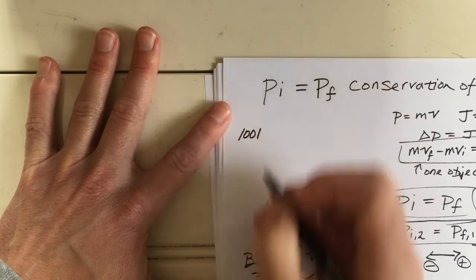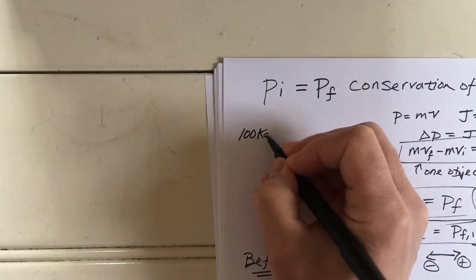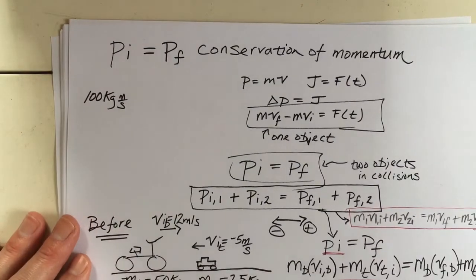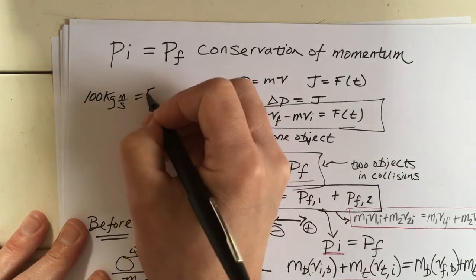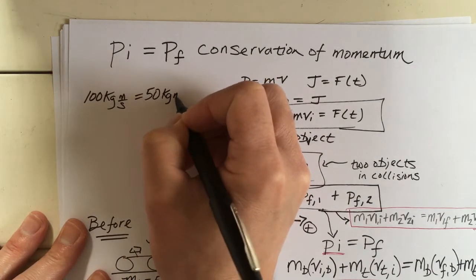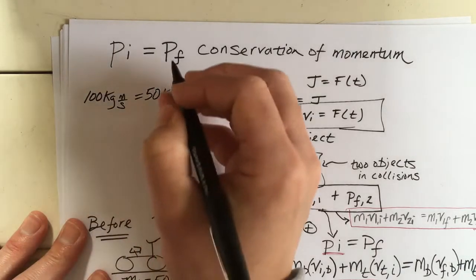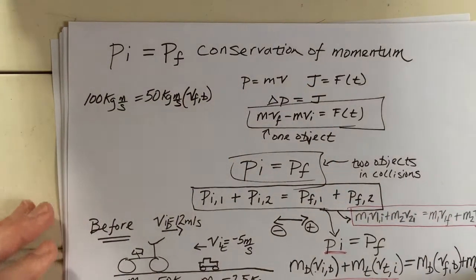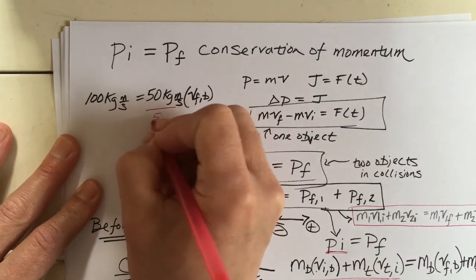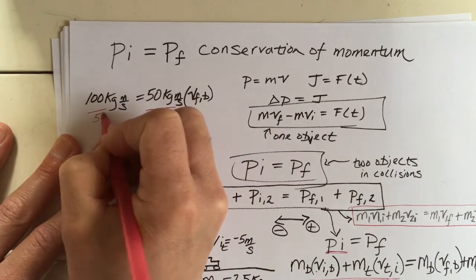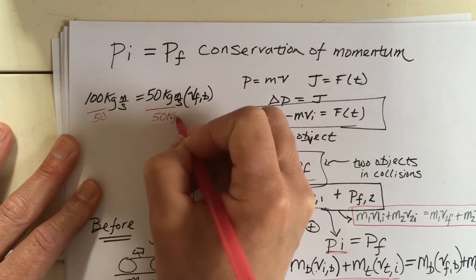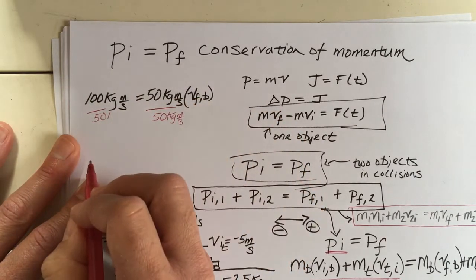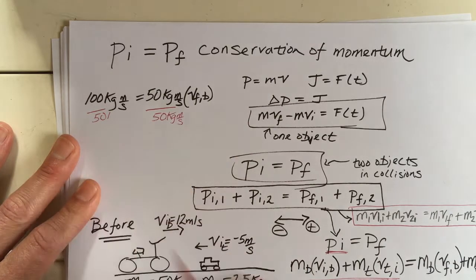So I'll be left with 100 kilogram meters per second, and that is equal to 50 kilogram meters per second times VFB. Divide both sides by 50, obviously sending the units over with it. Just getting a little lazy there, not writing that. I don't like those units. Oh, I see what I did wrong.